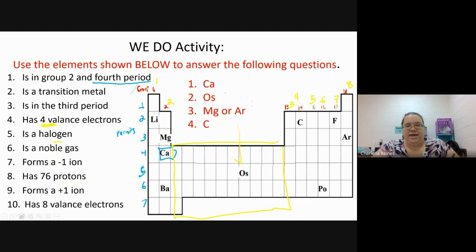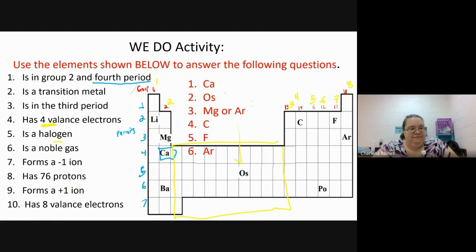Number 6, my noble gases. Hopefully you have labeled your periodic table and you have labeled that group 18 are your noble gases. Therefore, we must be referring to argon. And of course, I skipped number 5. But noble gases are argons. Back to number 5, halogens. Halogens are group 17. Therefore, we're looking at just fluorine, F.